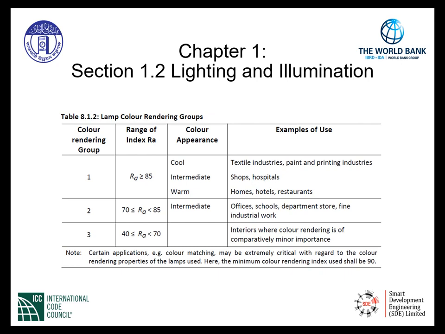Offices, schools, department stores, and fine industrial work have a range of index between 70 and 85 in color rendering group 2. The color appearance would be intermediate for these types of occupancies. And finally, interiors where color rendering is of comparatively minor importance give us color rendering group 3 and the range between 40 and 70 as the index.